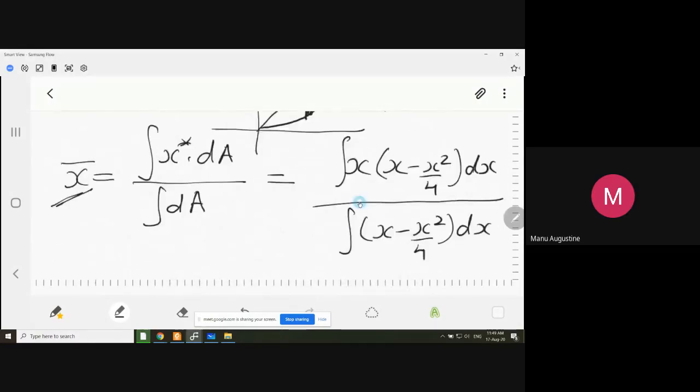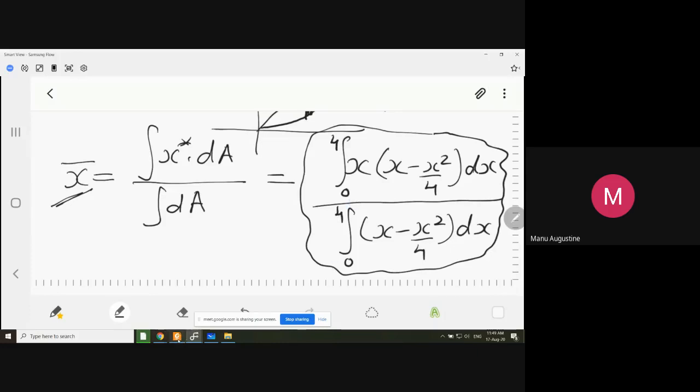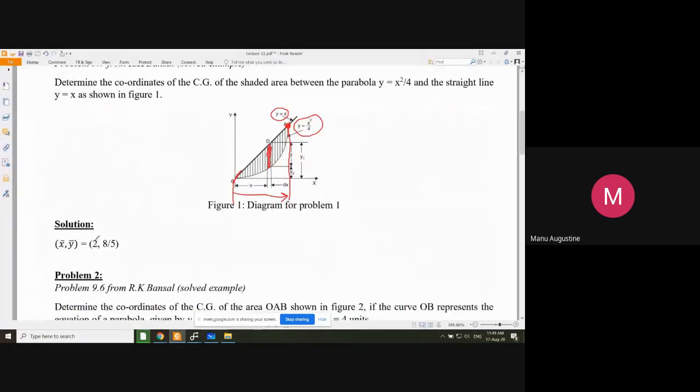Now in this equation, we apply the limits of integration as 0 to 4. Now you solve it. I'm not going to solve this integration because this is a very simple problem of integration. You guys solve it and check whether you get this answer or not. This is the answer. X bar should come out to be equal to 2.